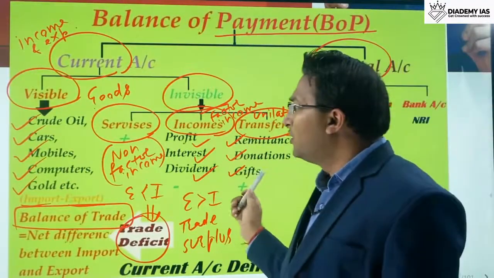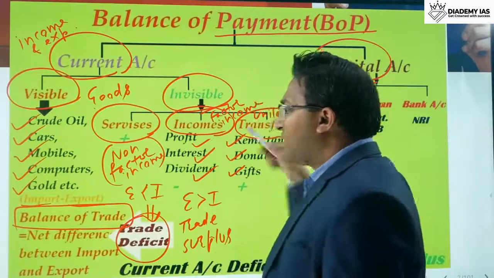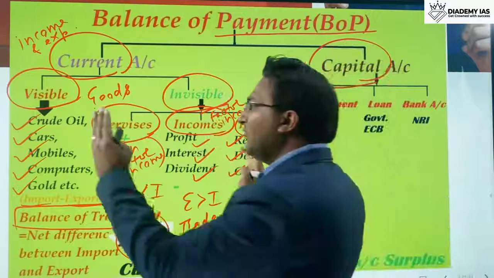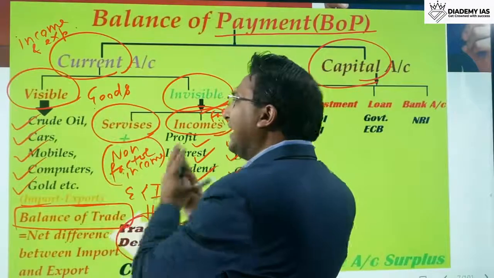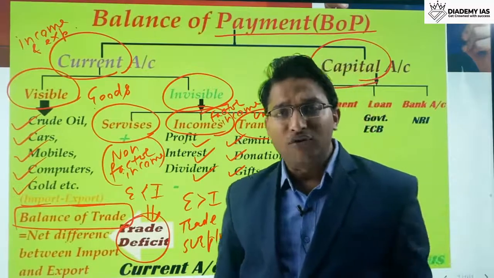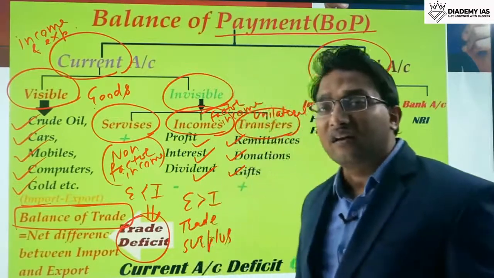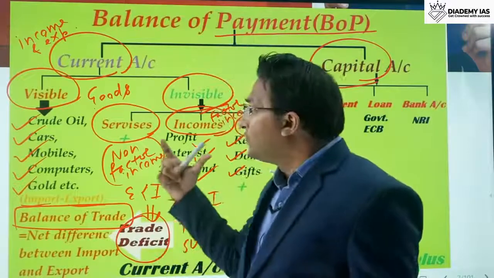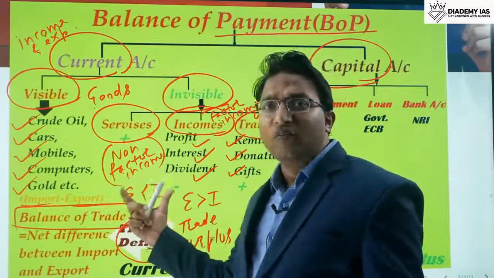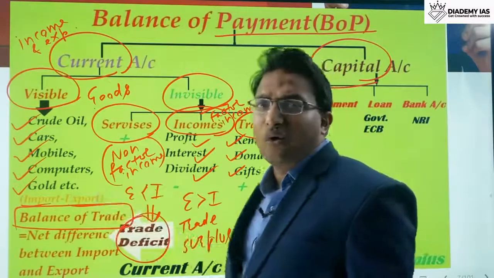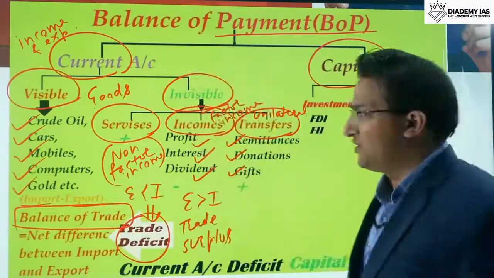In this current account, for all these transactions combinedly, both the visible and invisible, if there is more outflow of money than inflow of money from outside the country, then that is current account deficit, right? So current account deficit means the outflow of money is more than the inflow of money because of the current account transactions. So that is current account deficit.